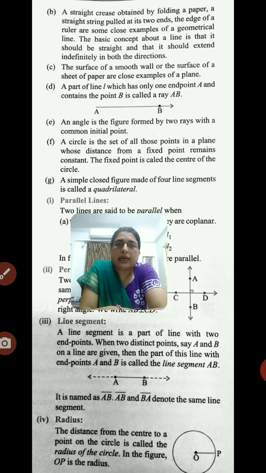Moving on, a straight crease obtained by folding a paper, a straight string pulled at its two ends, the edges of a ruler are some close examples of a geometrical line. So we can understand with the help of a fold of paper. If we fold a paper, we can see a crease on that paper, and we can say that this is a straight line.